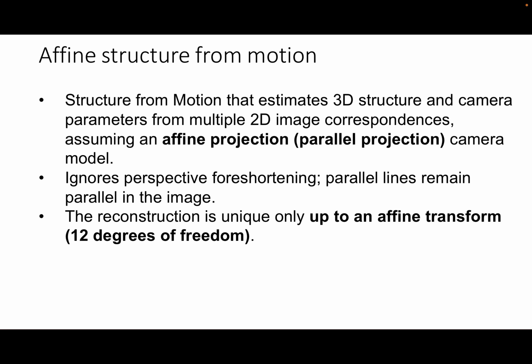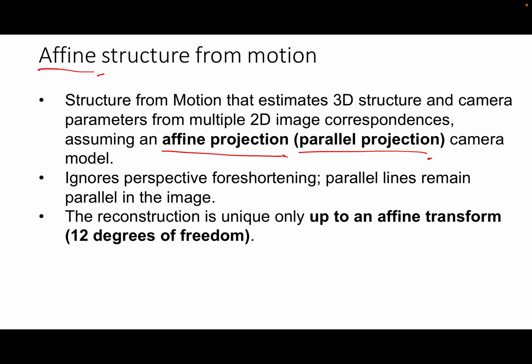So let's start with the affine structure from motion. Structure from motion estimates 3D structure and camera parameters from multiple 2D image correspondences, assuming affine projection, as I said. From its name, there are many affine, right? Affine projection, parallel projection, camera model. We do not use perspective projection.